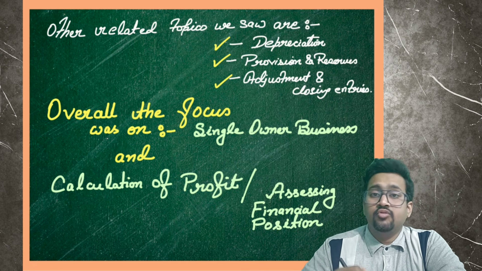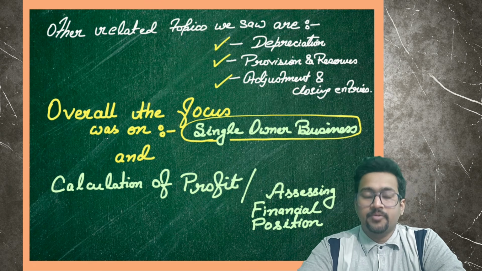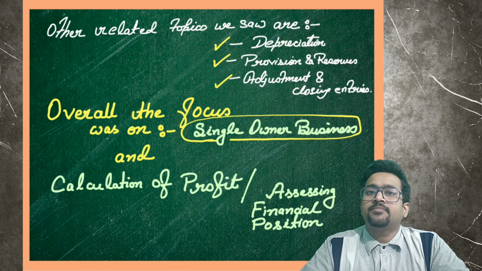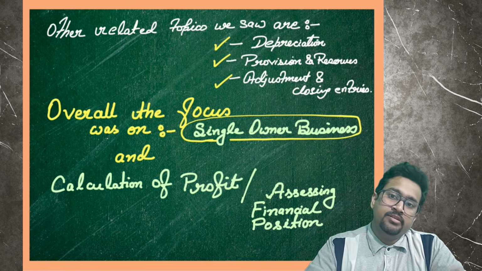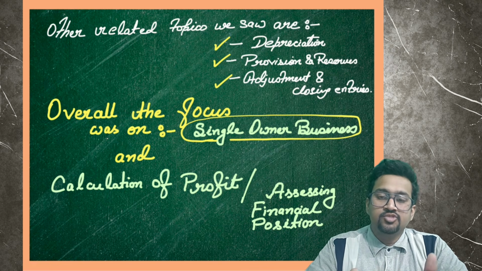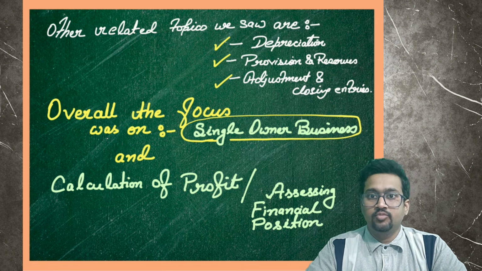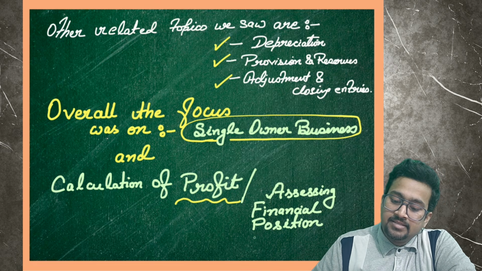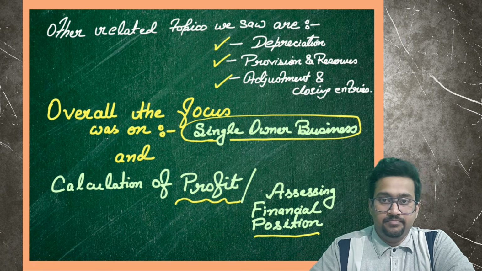Now I can say that the overall focus was on the single owner business that we call sole proprietorship. In class 11th, if you see your book, the name of the final accounts chapter was the final accounts of sole proprietorship, financial statements of sole proprietorship with and without adjustment. Okay, that is a different thing, but it was all about the sole proprietor, and we very much know the meaning of sole proprietor. Sole means single, proprietor means owner, so it was all about the single owner. For the sole proprietor, what we actually did was calculation of profit as well as assessing the financial position of the business by preparing the balance sheet. That's all we have done.